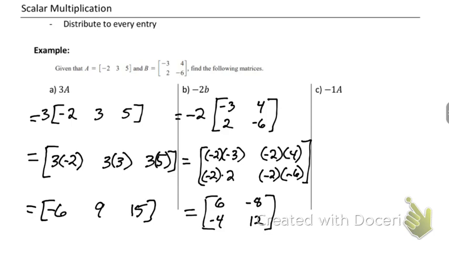Final one is just distributing a negative 1. That's the same thing as creating an additive inverse. So if I multiply an entire matrix by negative 1, I'm just switching all of the signs. So basically I'm looking at negative A, which is just going to equal 2, negative 3, negative 5.